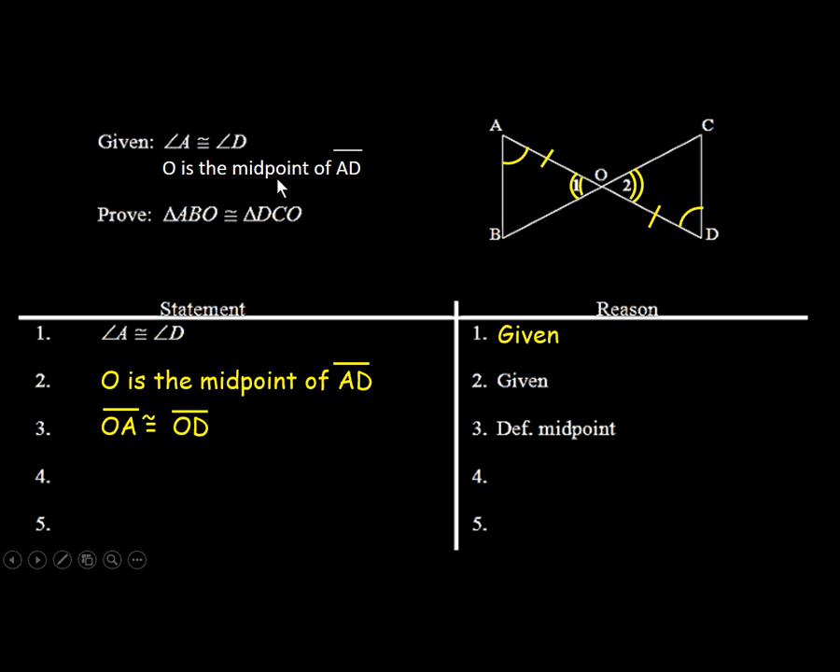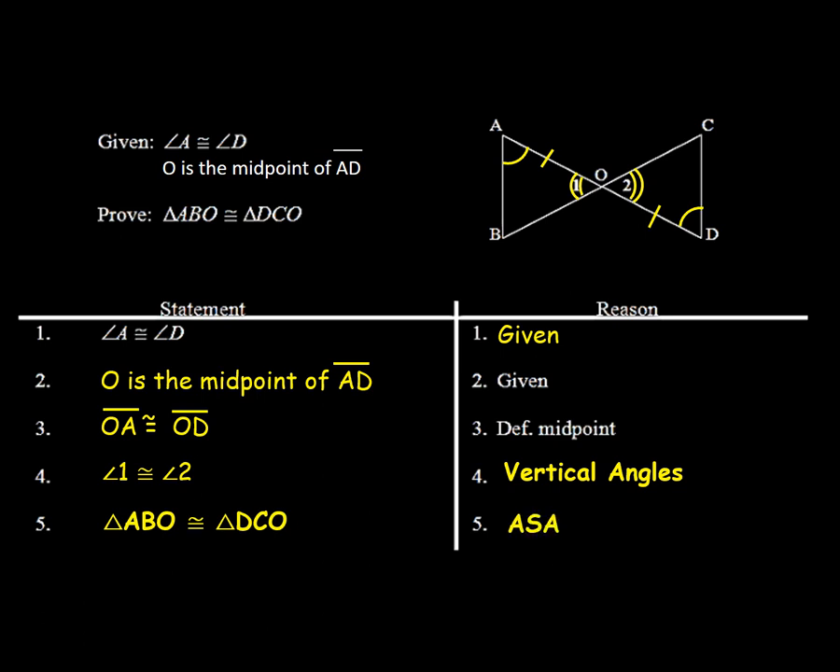And we've got two lines left in the proof. We know our last line is going to be what we're trying to prove. So what else did we add to this picture? Angle 1 and angle 2 were congruent, and the reason was vertical angles. Finally, we could say our two triangles are congruent, and the reason for that was angle, side, angle.